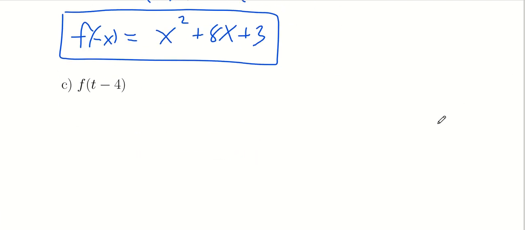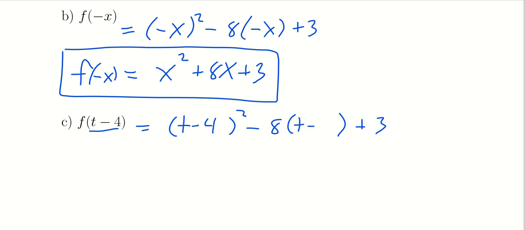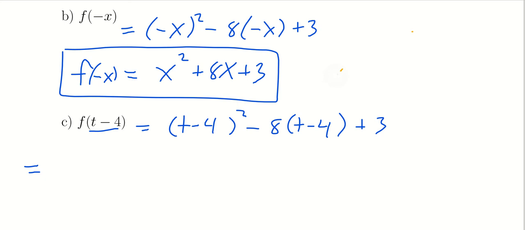The last evaluation we want to do with this function is we want to find f of t minus 4. So everywhere we had an x, we're now replacing it with the input t minus 4. So let's go ahead and plug that in. T minus 4, t minus 4 like this. From here we want to simplify it, and let's pay close attention to this step right here.